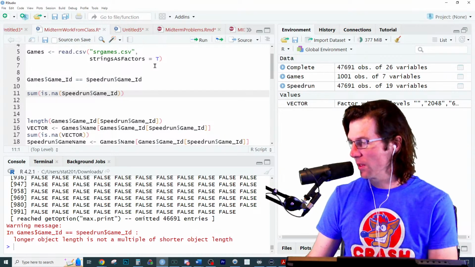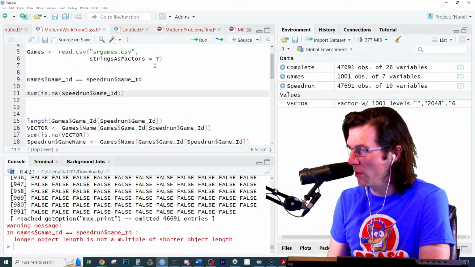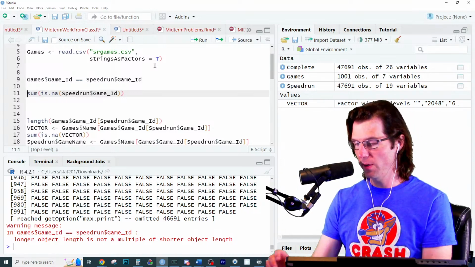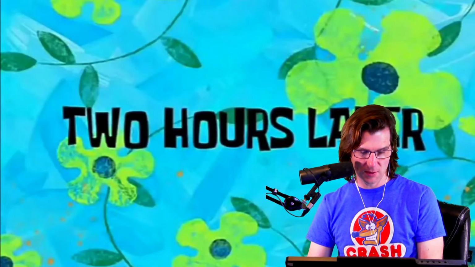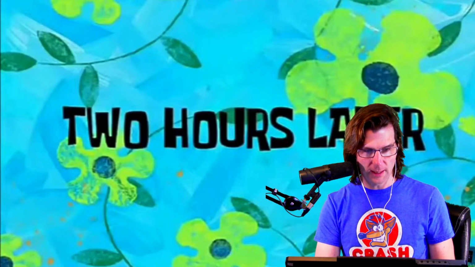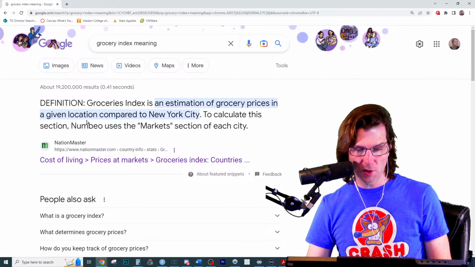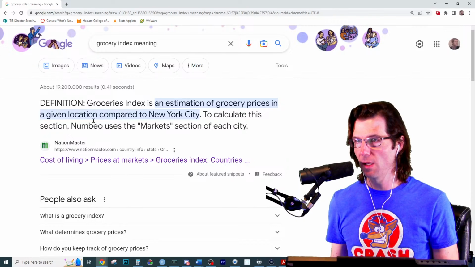We're so close. I'm still trying to understand the logic for the y-intercept when we talk about the grocery index, or how much you are spending. It's not how much you spend. It's comparative to New York City. So here, let's pull up grocery index meaning. Grocery index is an estimate of grocery prices in a given location compared to New York City.